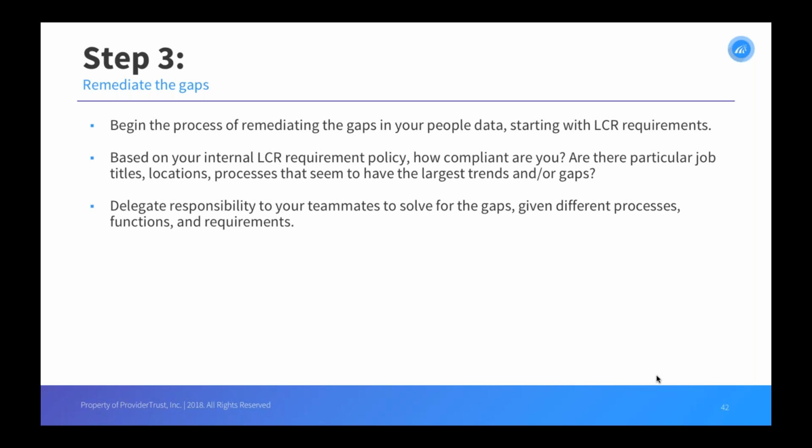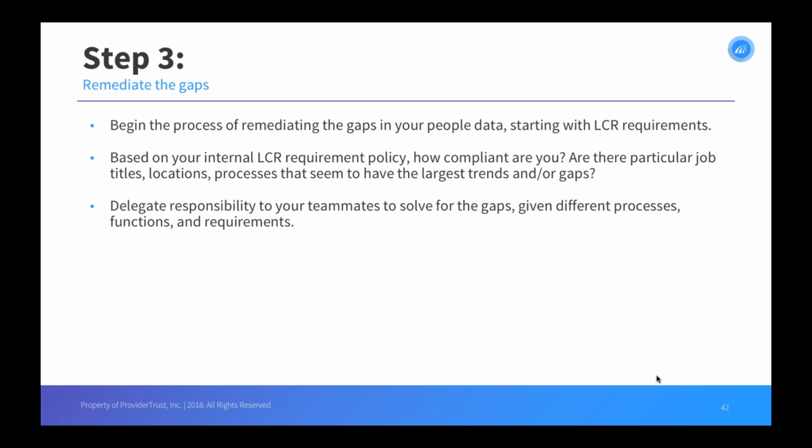Are there particular job titles, locations, processes that seem to have the largest trends and or gaps? As an example, if you're a physical therapy organization, are you seeing your physical therapists that are from a particular state having the most gaps in terms of these LCR requirements? Or if you're a post-acute system, is it your RNs? We know that the majority of exclusions are actually resulting from RN licensure issues. So is that something that you're seeing as a trend within your organization? And then delegate the responsibility to your teammates in HR and compliance to solve for the gaps, given different processes, functions, and requirements.